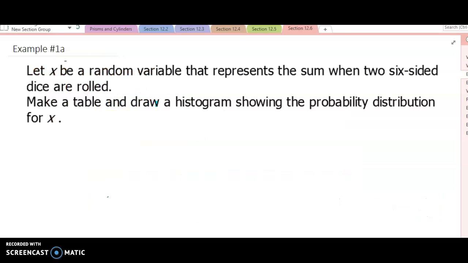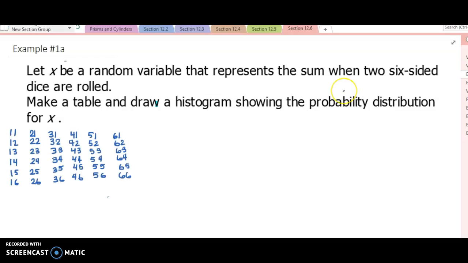All right, so let's look at example 1a. It says, let x be a random variable that represents the sum when two six-sided dice are rolled. Make a table and draw a distribution or a histogram showing the probability distribution for x. So the first thing I'm going to do, and some of you may not need to do this, but I do, is write out all the possible outcomes when I roll two six-sided dice. So here are all the possible outcomes for rolling two six-sided dice. I could roll a 1-1, a 1-2, 1-3, so on and so forth, all the way to a 6-6. So if I count these up, there are 36 total outcomes.